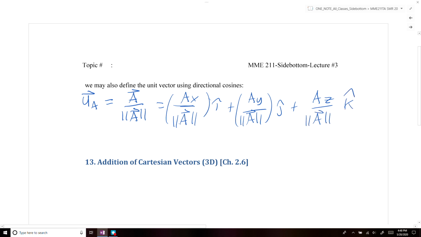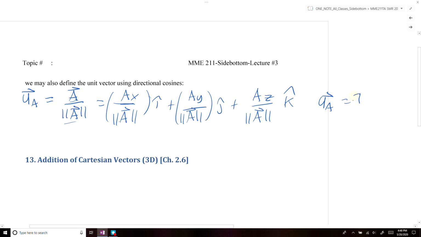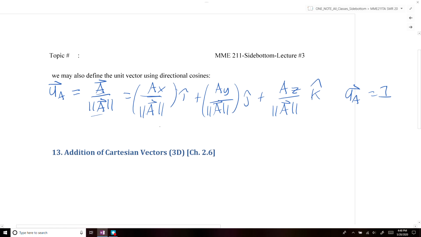All right, so this is the definition of a unit vector, and we know that if we divide any vector by its magnitude, the magnitude of any unit vector has to be equal to 1. Okay, and if we go back to our definitions of our directional cosines, we know that A of x divided by the magnitude of A is equal to cosine alpha. A of y divided by the magnitude of A is equal to cosine beta. And then our third term, A of z divided by the magnitude of A, is cosine gamma.